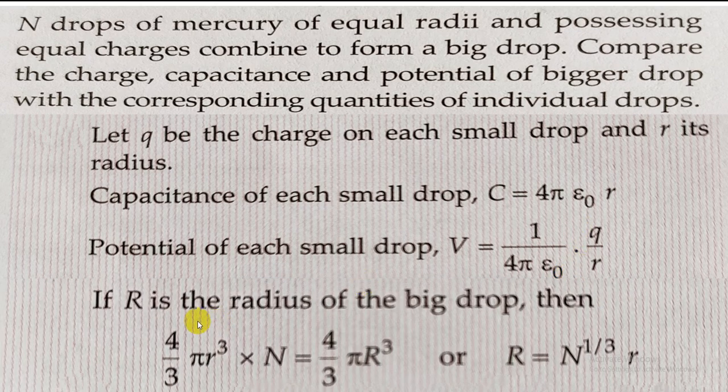Now if capital R is the radius of the bigger drop, then as we did in the earlier problem also, the total volume of all the small drops, n numbers of them, multiplied by n, is equal to the volume of the bigger drop. So we calculate the value of R, which comes out to be n raised to the power 1 by 3 into r.